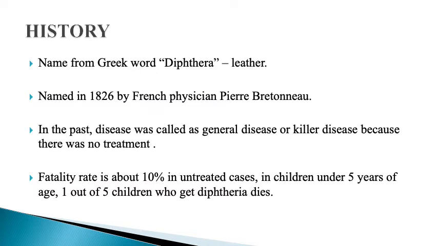The word diphtheria has been derived from the Greek word diphthera, which means leather, owing to the formation of this pseudomembrane or false membrane. It was named in 1826 by the French physician Pierre Bretonneau, and in the past the disease was called a strangling disease or killer disease because there was no treatment. The fatality rate is about 10% in untreated cases, and in children under 5 years of age, 1 out of 5 children who get diphtheria dies.